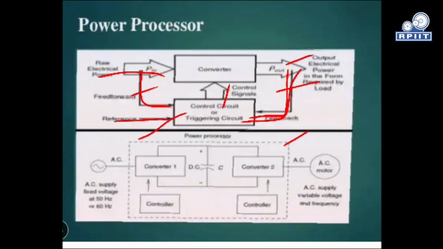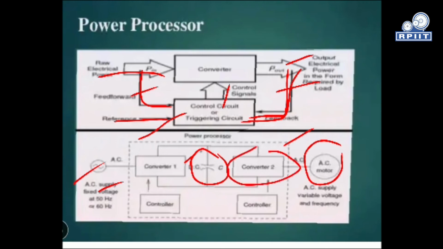Here is an example where we are giving a supply of AC 230 volt at 50 hertz to converter 1. This converter 1 will convert this AC into DC, behaving like a rectifier, right? That DC will be stored here in the DC link. Then again we have to feed AC to our AC motor, so we feed this DC to the second converter, which behaves like an inverter. This DC will be converted into AC by using this converter as an inverter. So AC will be transferred to our motor.